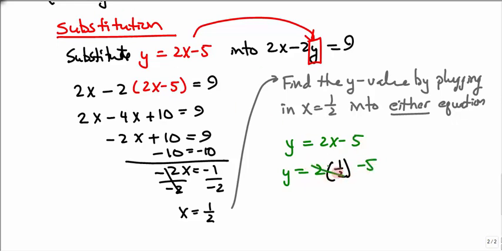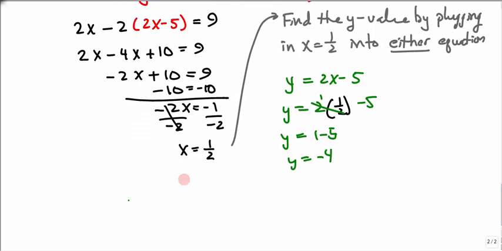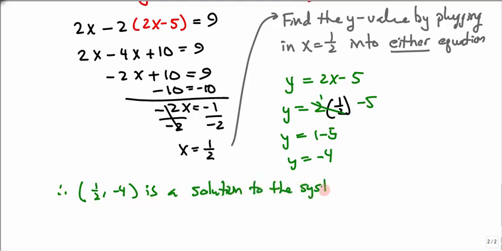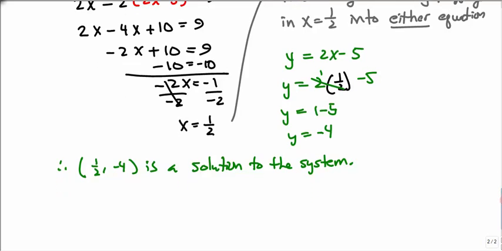Half of 2 is 1. The 2's cancel here, so I get y equals 1 minus 5, or y equals negative 4. So that means, therefore, (1/2, negative 4) is a solution to the system. And I found that one with substitution. Now let's go ahead and do another problem, and let's use elimination.